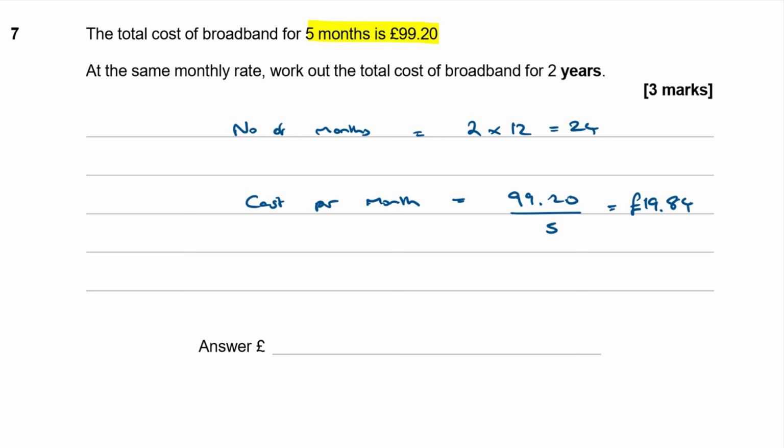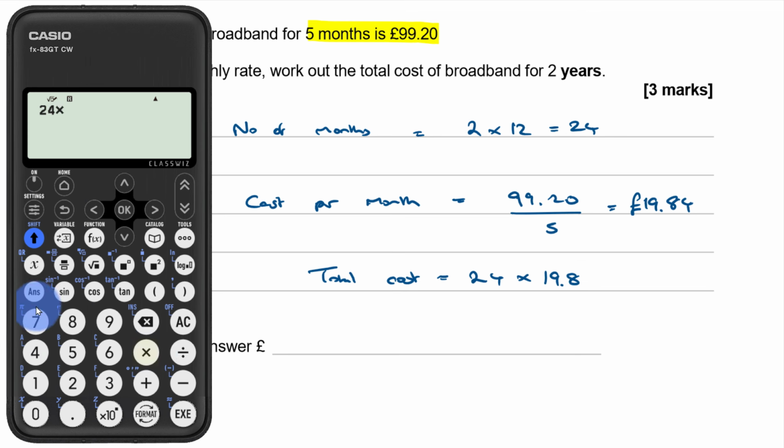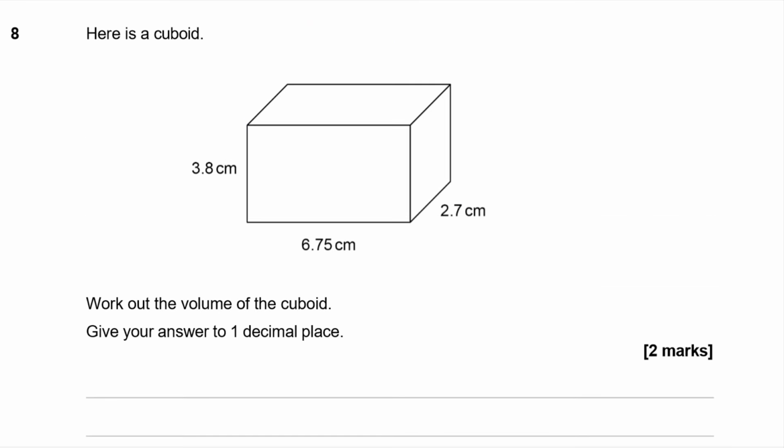So 24 months at £19.84 a month. So total cost is going to be the 24 months that we're buying broadband for at £19.84 a month. Okay, so timesing that by 24, that comes to £476.16.